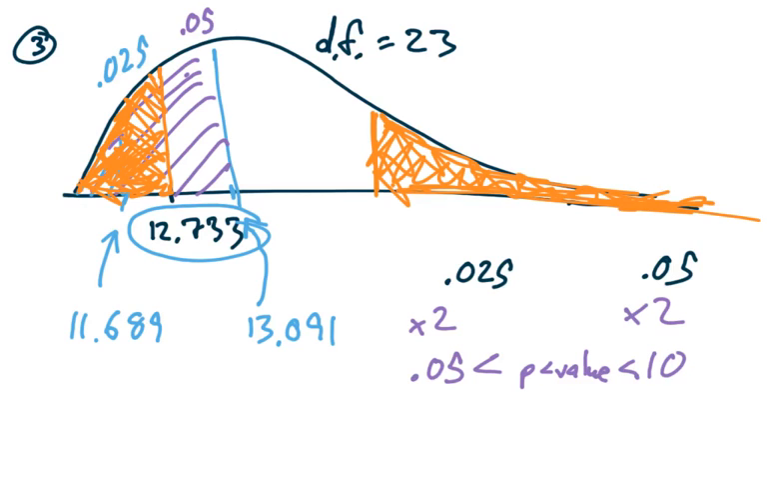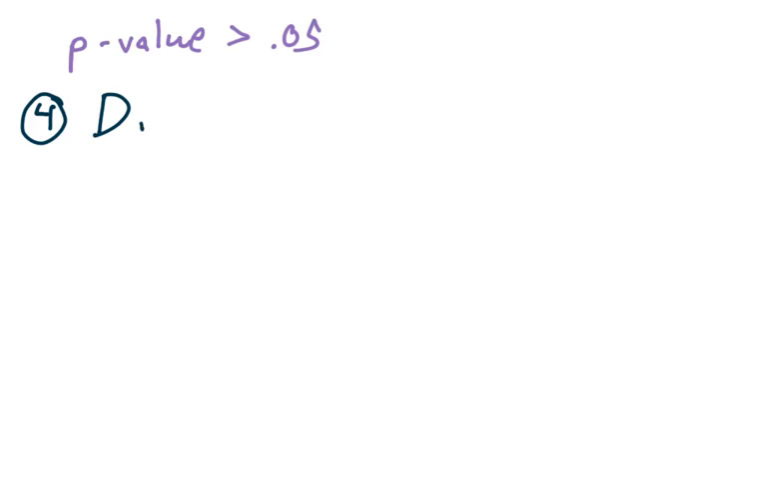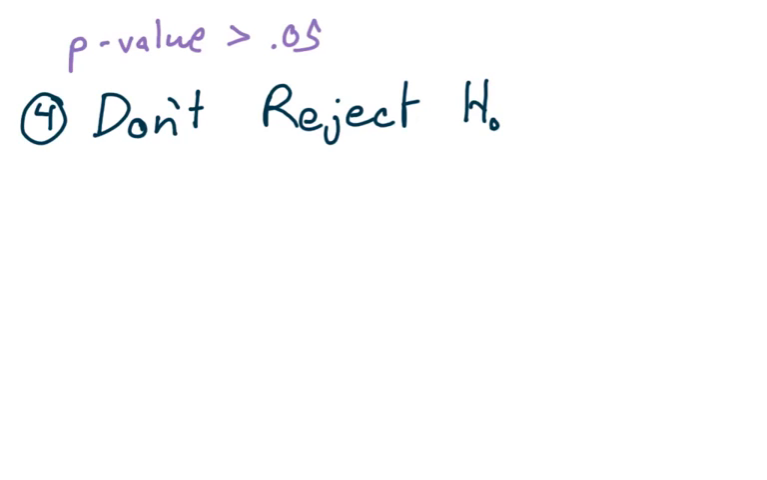So what does that mean for us? Our p-value is in between 5 and 10%. And so that means that it is bigger than 5%. And so we will fail to reject H subscript 0. So we'll say, don't reject H subscript 0.